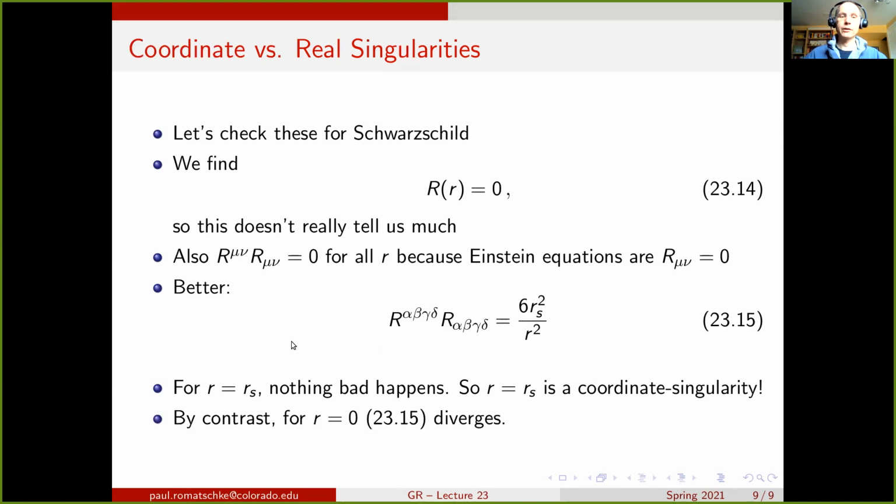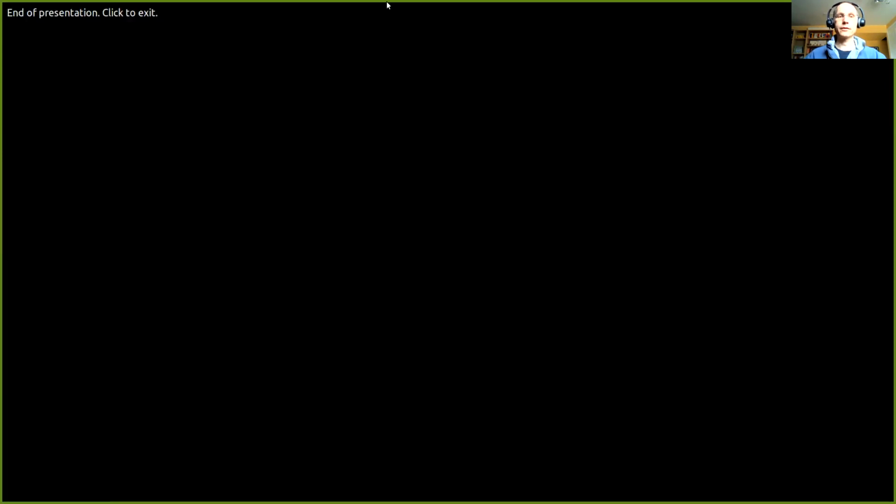By contrast, if we look at the other singular point that we identified, the point r equal to 0, the Riemann squared tensor here diverges. So we find that r equal to 0 is actually a real singularity. This is unlike the case of the polar coordinates we discussed a few slides back, where r = 0 was just a coordinate singularity. Here, for the Schwarzschild solution, the real singularity is at the center, and r equal to r_s, the Schwarzschild horizon, is a perfectly regular point that is just a coordinate singularity in the spherical coordinates that we chose to express our solutions. And this concludes the present lecture.